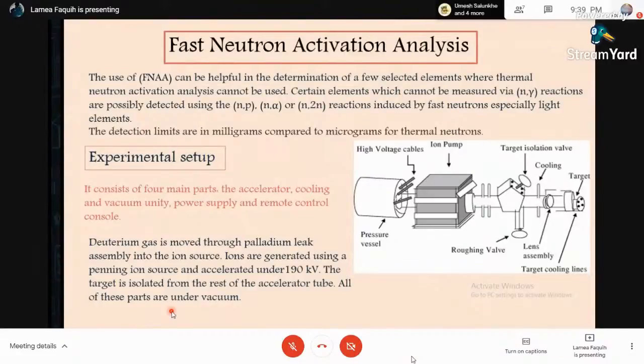Those elements that cannot be measured by neutron and gamma reactions or neutron and gamma radiations, there we use fast neutron activation analysis, because here we can supply them neutron alpha or neutron proton kind of reaction. Now here the detection limits are much higher. That means we are considering them in milligrams rather than micrograms as compared to the previous neutron activation analysis.